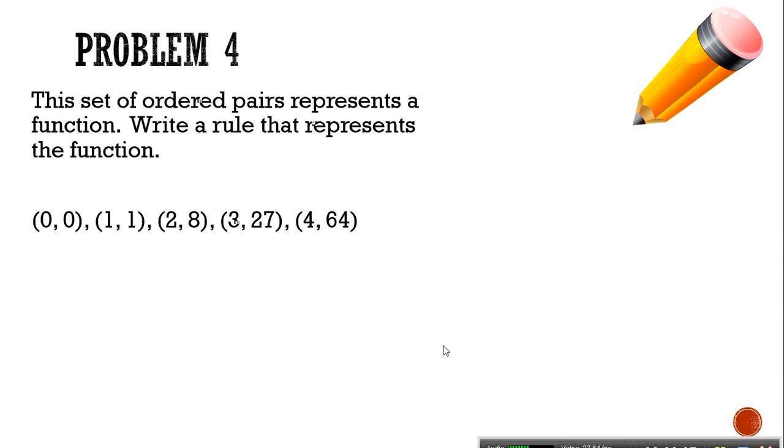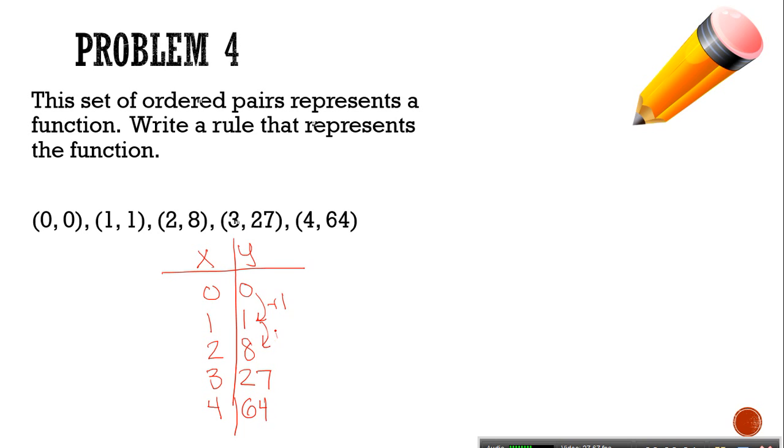Let's take a look at this one. So just like last time, I'm going to create my xy table. 0, 0, 1, 1, 2, 8, 3, 27, 4, and 64. Now, if I look at the differences, I go up by 1, up by 7, up by 19, and up by 37.